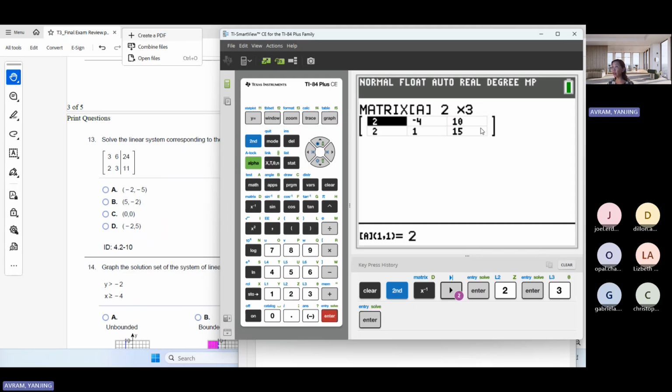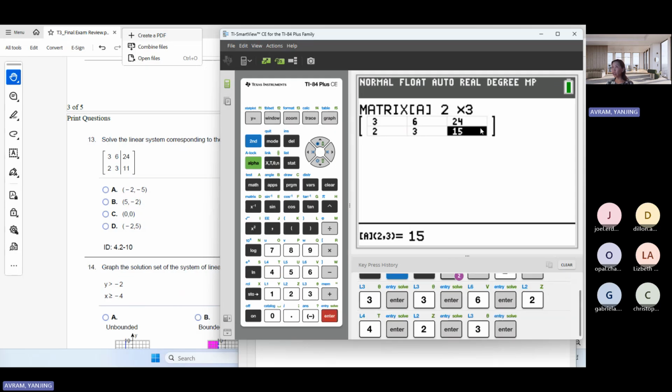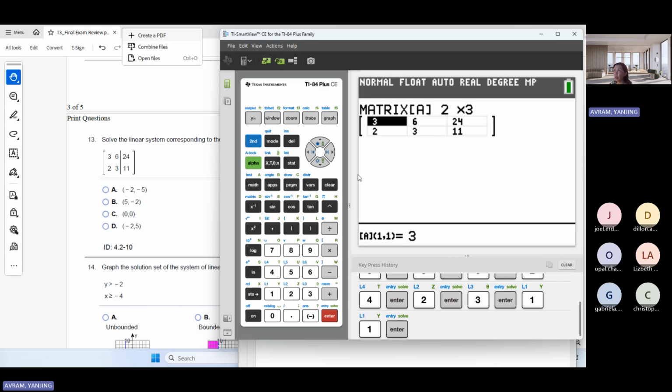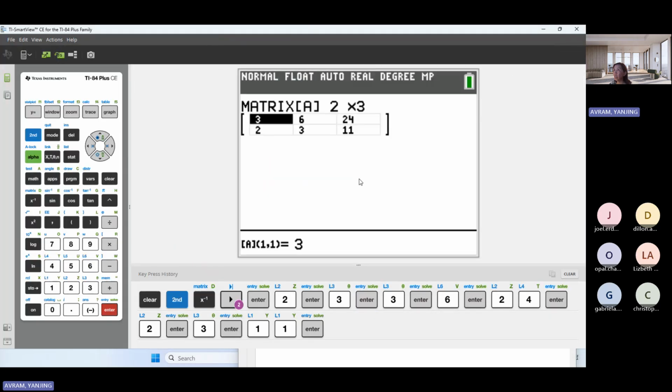And then you just type in your coefficients: 3, 6, 24, and then 2, 3, 11. All right, so that is my matrix. Now you can reuse this matrix. As I mentioned earlier, we're going to come back to solve this matrix. And remember, we input it into matrix A.